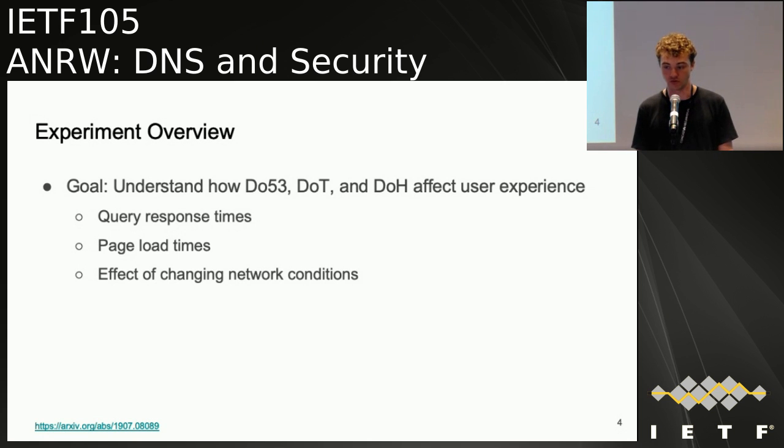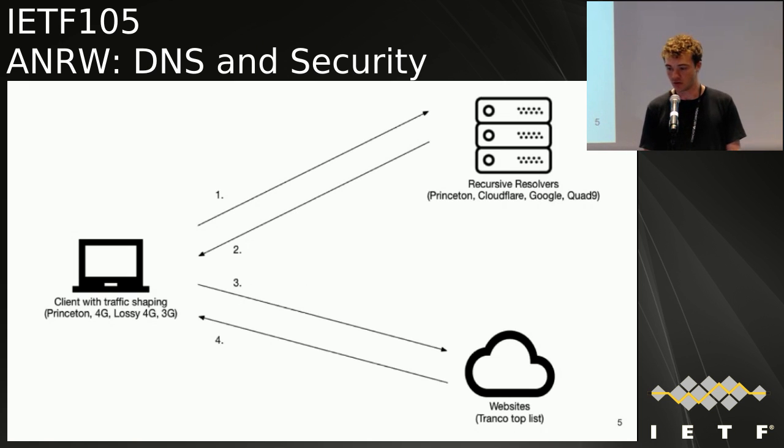how that affects your user experience. Okay, so this is a general overview of our setup, very simplified, but the general idea is that we have a client, which is at Princeton University. We will perform traffic shaping, so an emulated 4G network, lossy 4G and 3G. Again, these are not actually connecting to mobile networks. These are just emulated conditions.